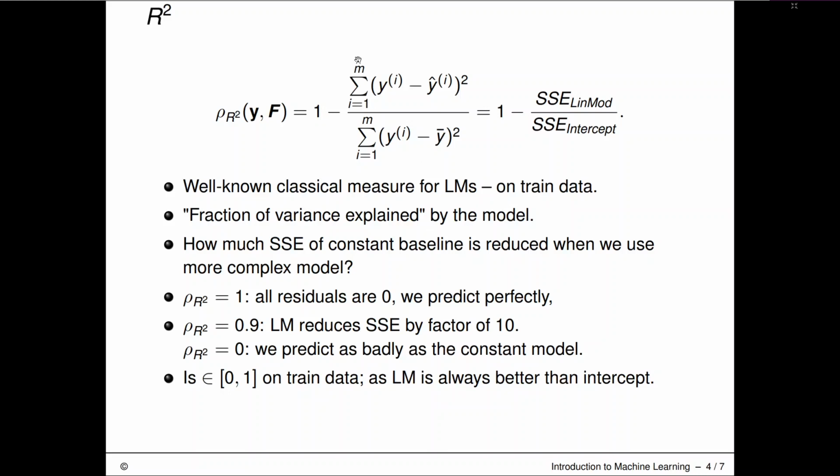So here is the formula of the R-squared. We can take a look at the numerator first here. The numerator is nothing more than the SSE of the prediction of our given model, so for example, our linear model. Now the denominator is again an SSE, but it's the SSE of a constant model that we would have also, in this case, fitted on the training data.